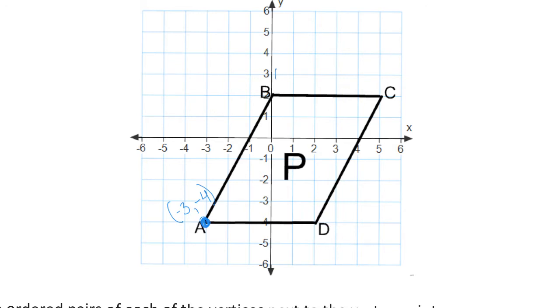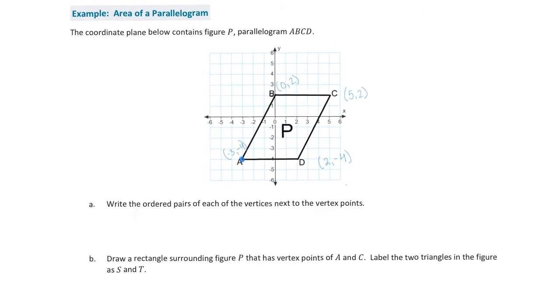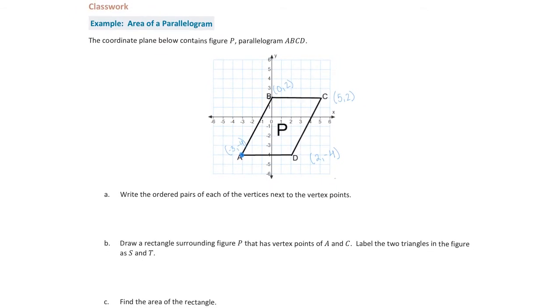For B, it is going to be 0, 2. C is going to be 5, 2. And D is going to be 2, -4. So now we have completed A. We don't need to write anything underneath it because we just labeled the coordinates next to A, B, C, and D. So B says, draw a rectangle surrounding figure P that has vertex points of A and C. Label the two triangles in the figure as S and T.